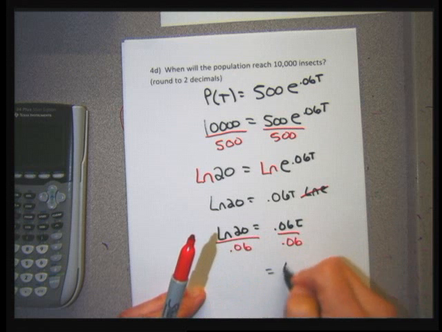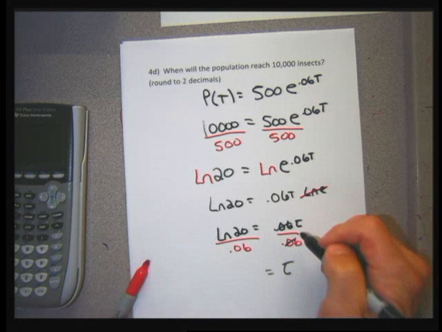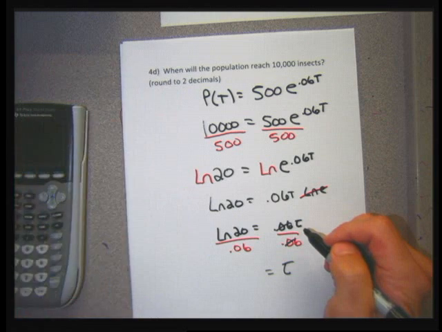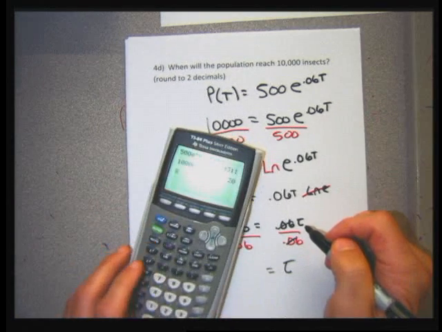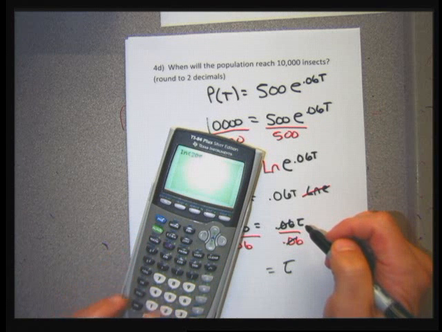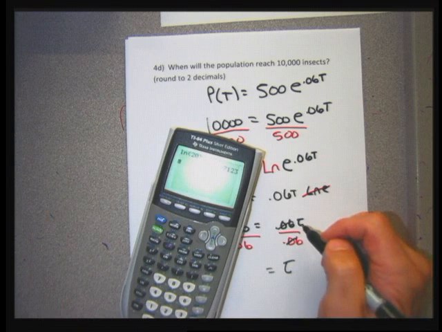On the right side, I get my t because the 0.06 cancels. On the left side, I want to round to 2 decimals, so it's going to be a fraction of a day. And it's ln of 20 over 0.06.